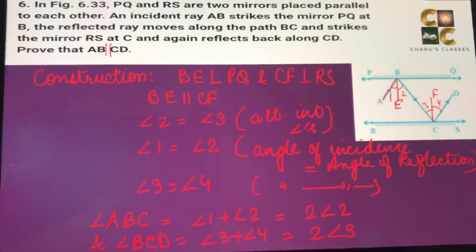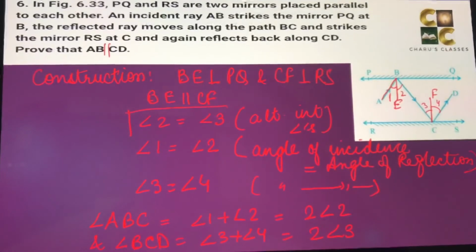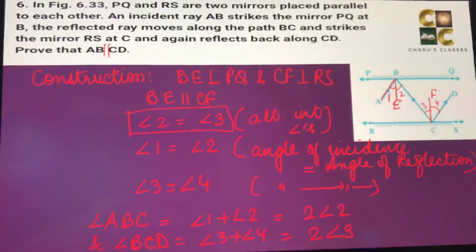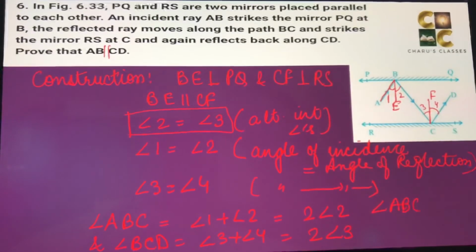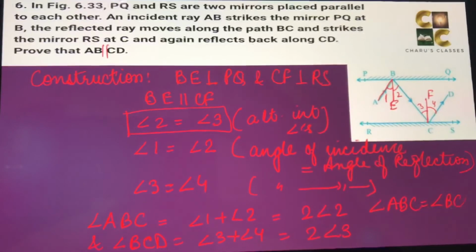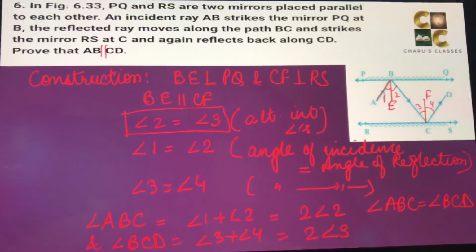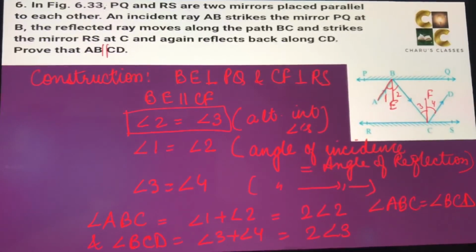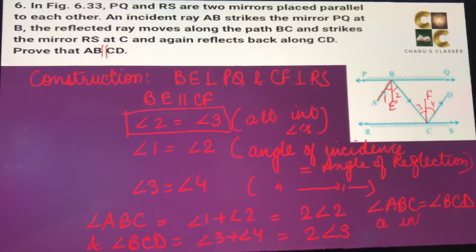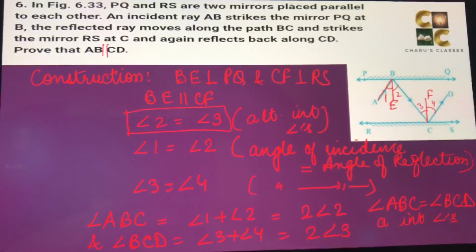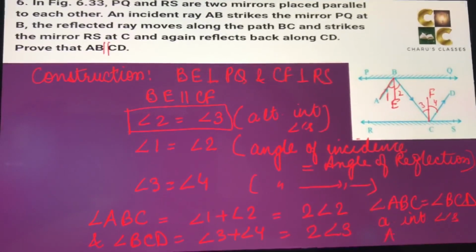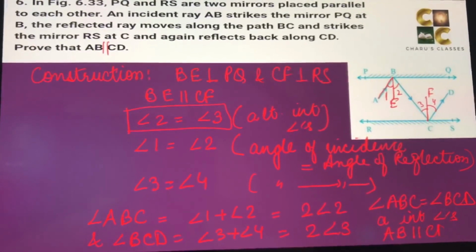And 2 and 3 are equal from this equation. I can write that angle ABC is equal to my angle BCD. And my angle ABC and BCD are alternate interior angles. If the alternate interior angles are equal, this implies that AB is parallel to CD.